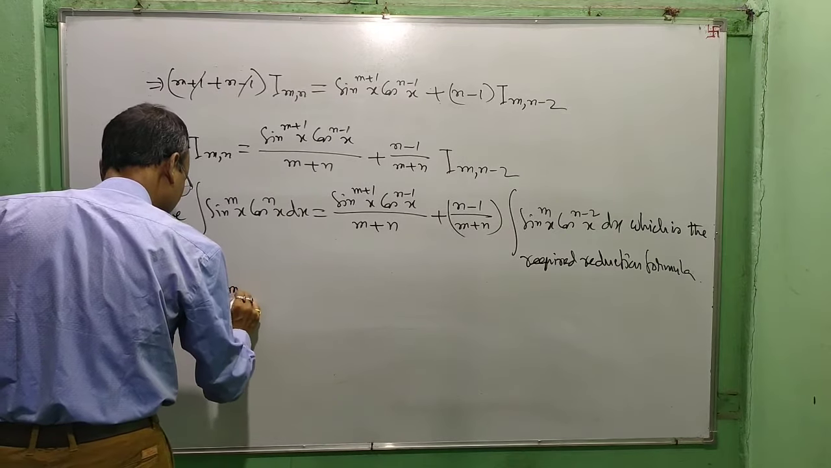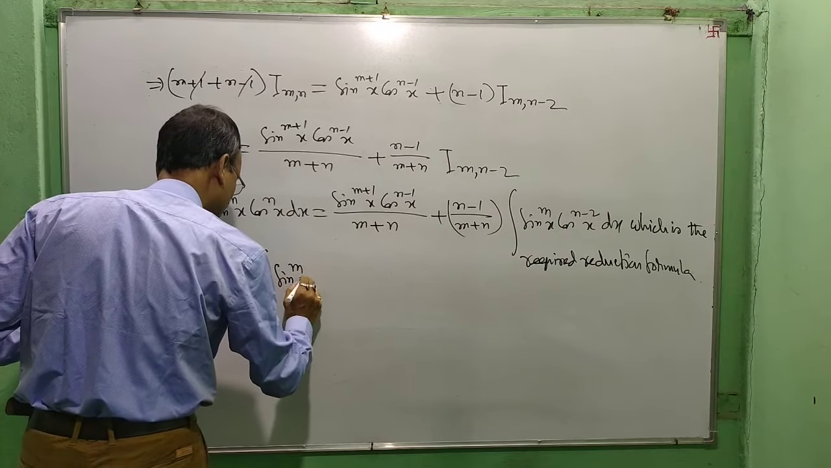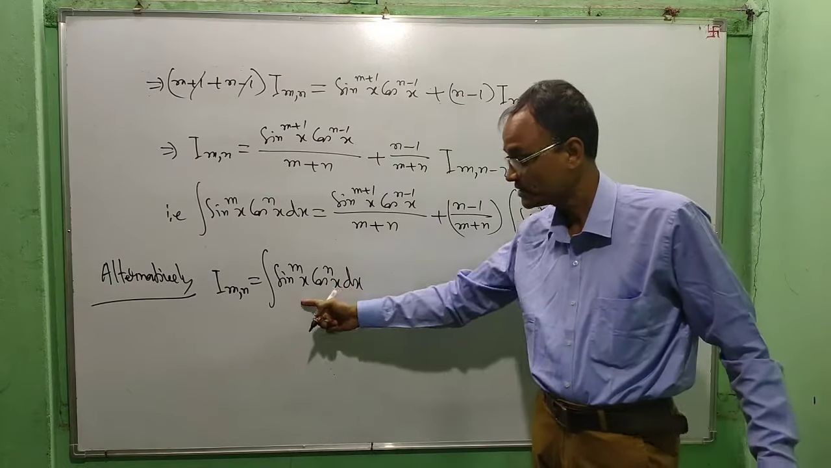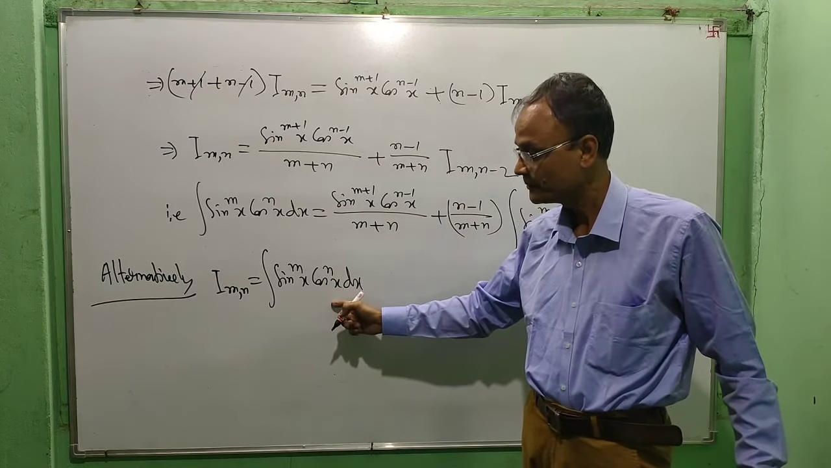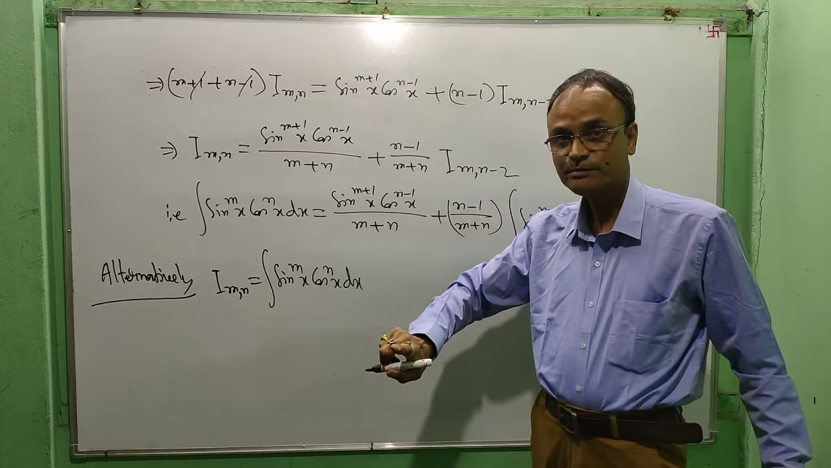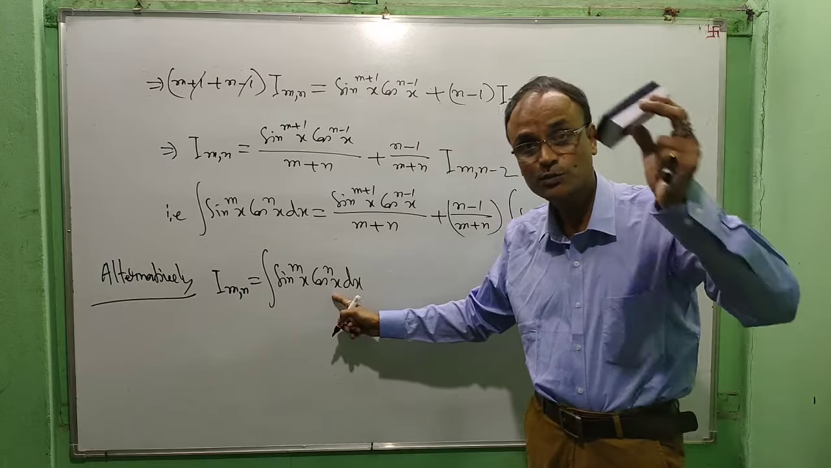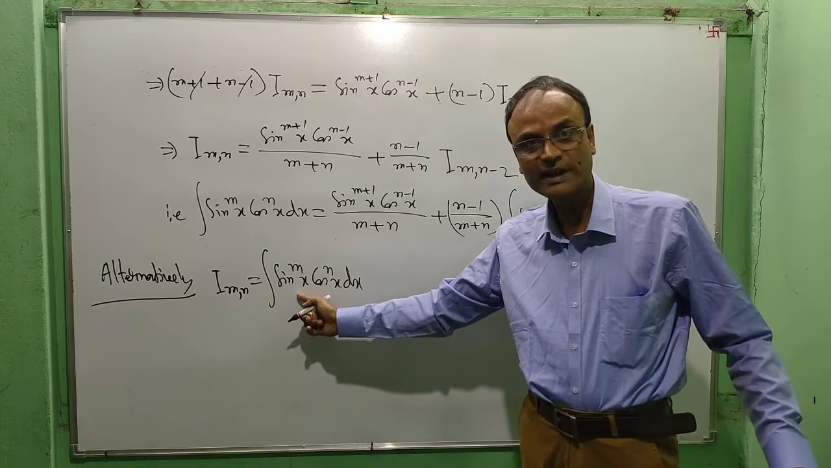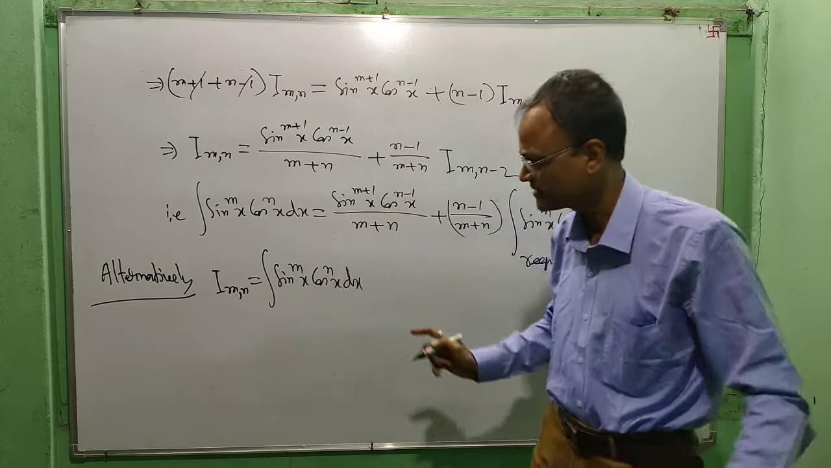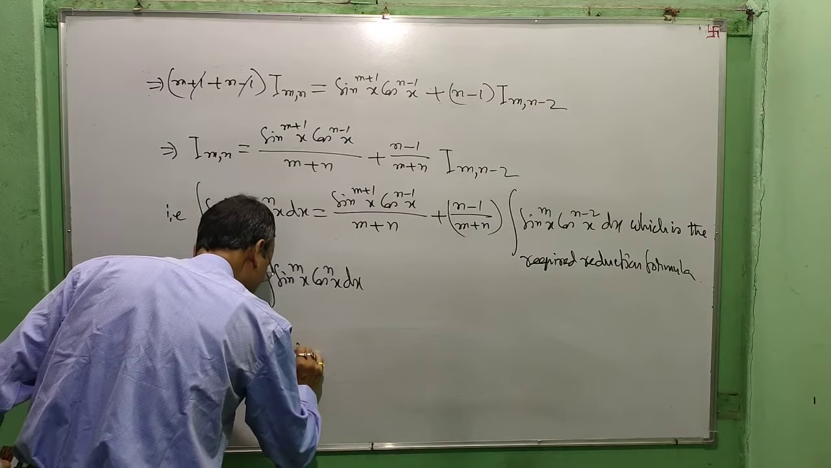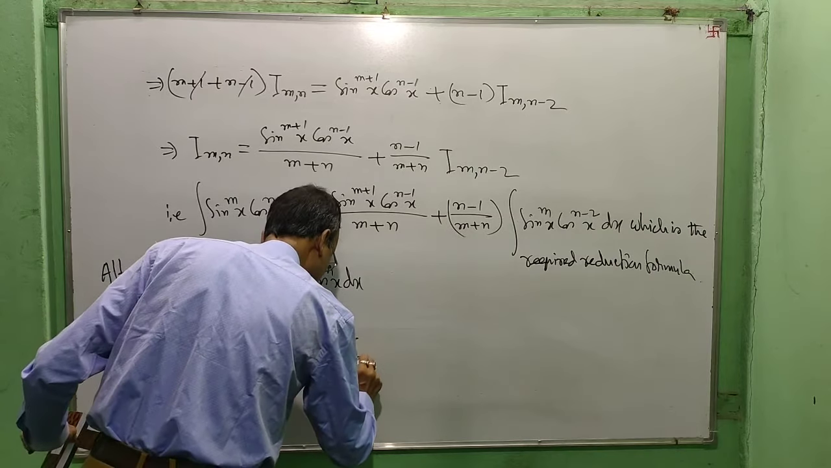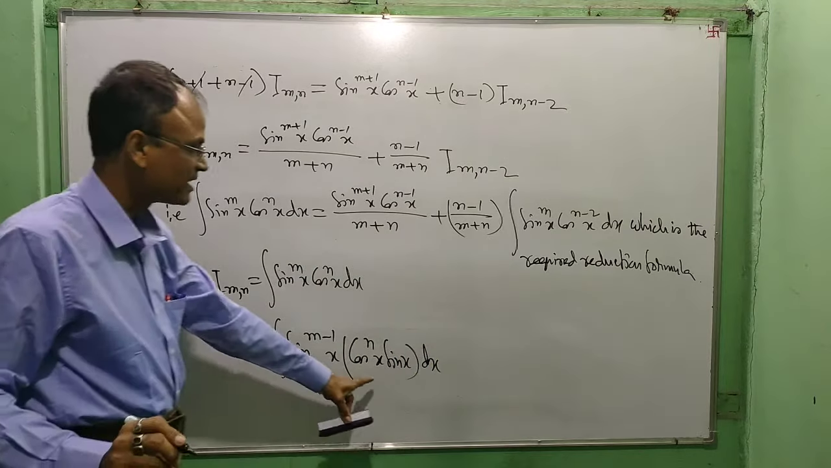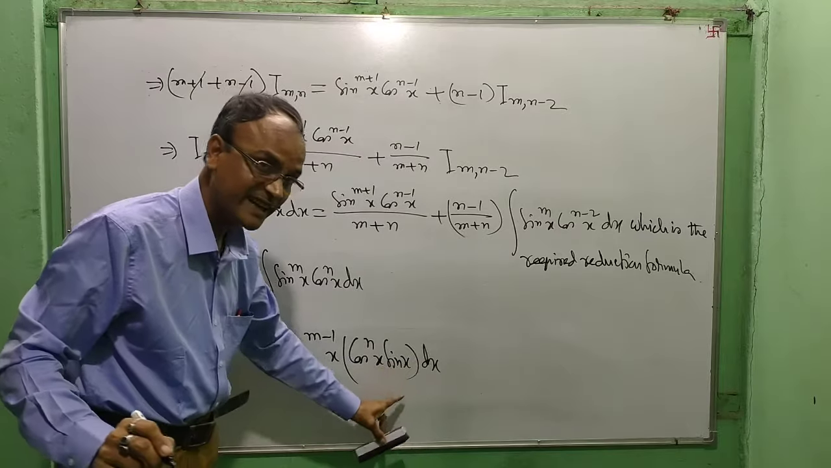Alternatively, I m n is equal to integration sin to the power m x cos to the power n x dx. Last time, we wrote cos to the power n x as cos to the power n minus 1 x into cos x. This time, we are going to write sin to the power m x equal to sin to the power m minus 1 x into sin x. This is equal to integration sin to the power m minus 1 x cos to the power n x into sin x. We may write like this also. Now integrate this by parts regarding cos to the power n x sin x as the second function.